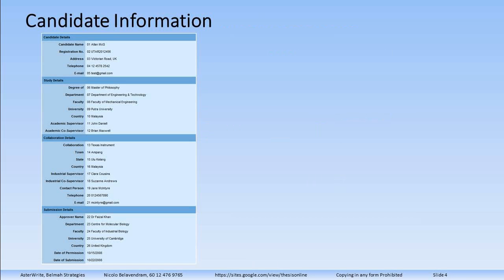Thesis writing starts with information about yourself. This information is used elsewhere in the thesis write-up. The numbered fields help you to see where the fields are used later in the write-up.